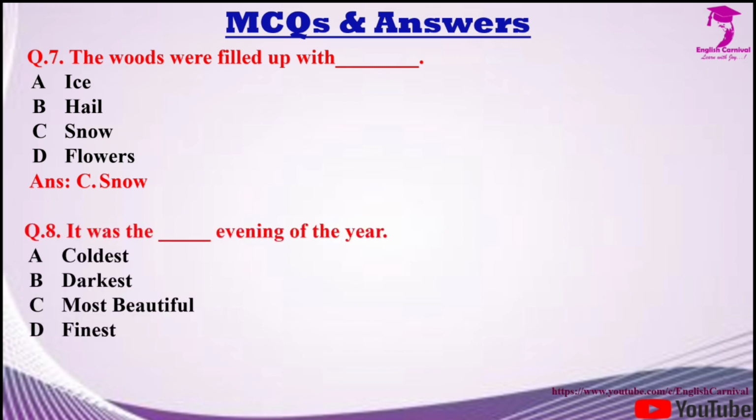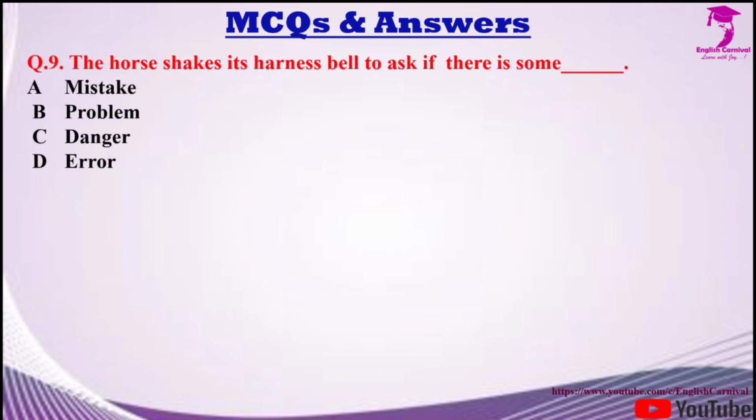Question number 8, we have it was the dash evening of the year. Options are A, coldest, B, darkest, C, most beautiful and D, finest. The correct answer is B, and that is it was the darkest evening of the year. Question number 9, we have the horse shakes its harness bell to ask if there is some dash. Options are A, mistake, B, problem, C, danger and D, error. The correct answer is A, and that is mistake.